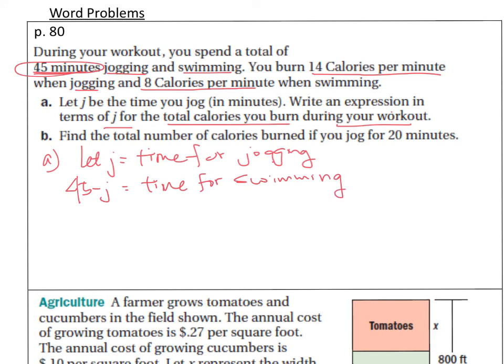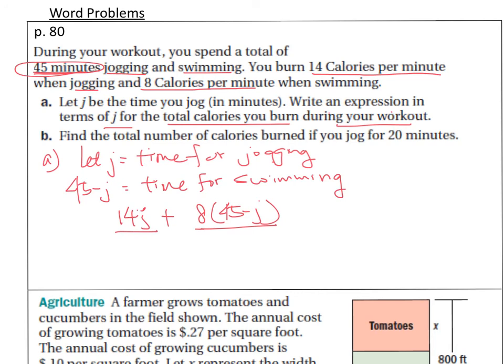You burn 14 calories per minute when jogging. So that's the rate. I will write 14J, and 8 calories per minute when swimming. So I would do 8 times the difference of 45 minus J. And this would give me the total calories for swimming. And I want to repeat, this 14J will represent the total calories for jogging.